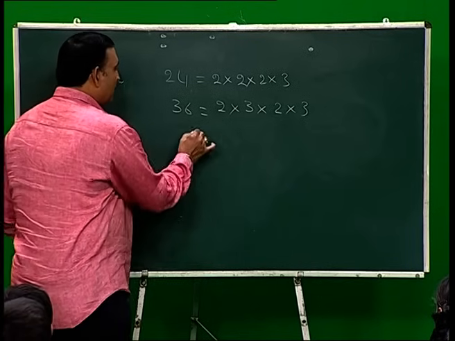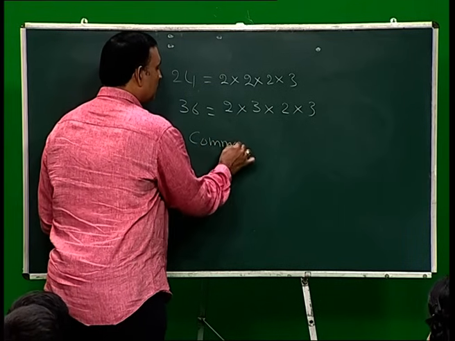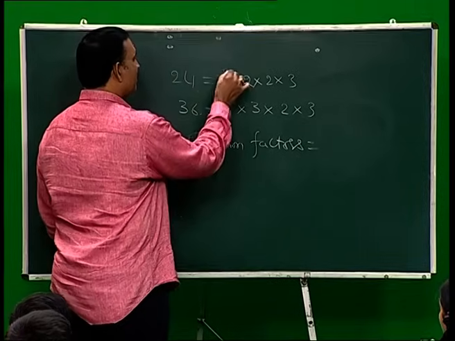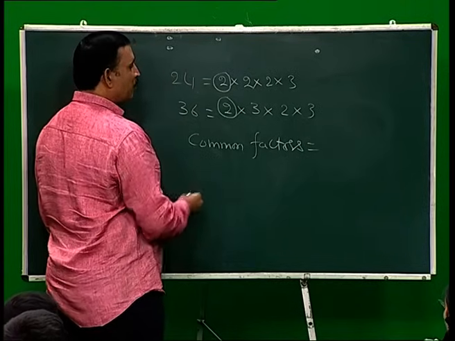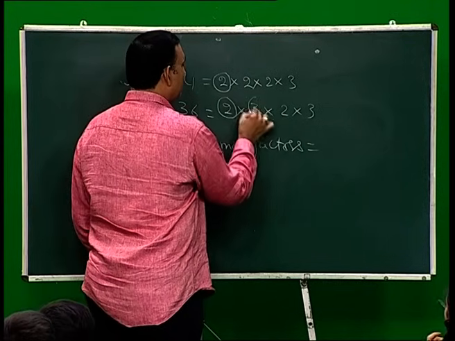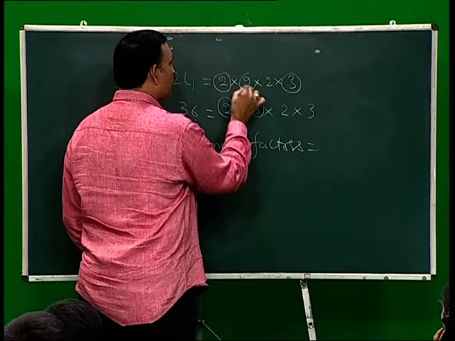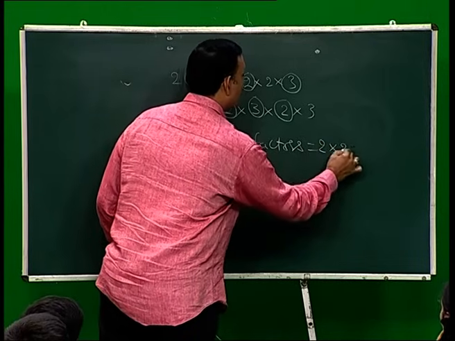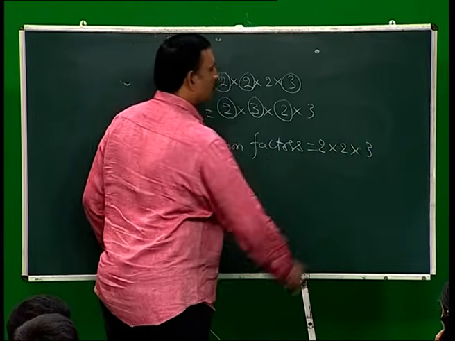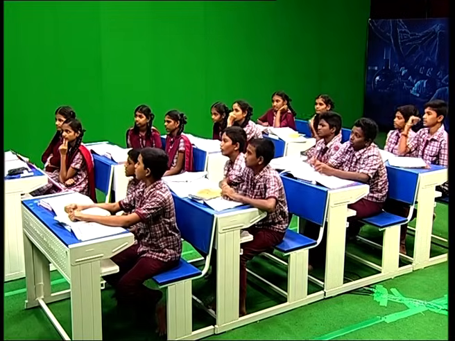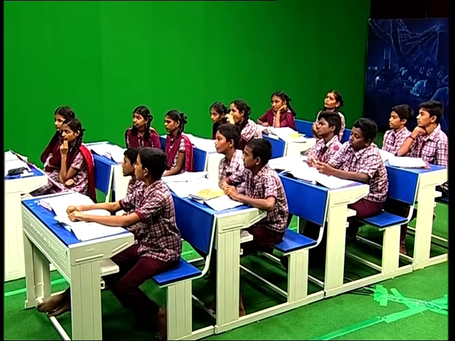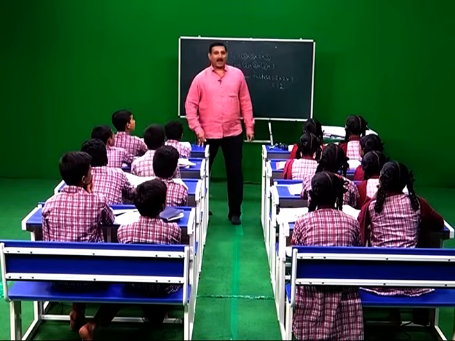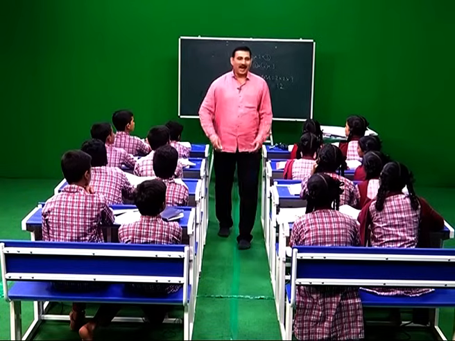Now can you identify what is common in both? What numbers are common? 2 is common in both. Again, 3 is common in both. And one more 2 is also there, no? Yes. So it is 2 into 2 into 3. So 2, 2, 3 are the common factors. 2 2s are 4, 4 3s are 12. Correct? So actually this 12 will become the highest common factor.